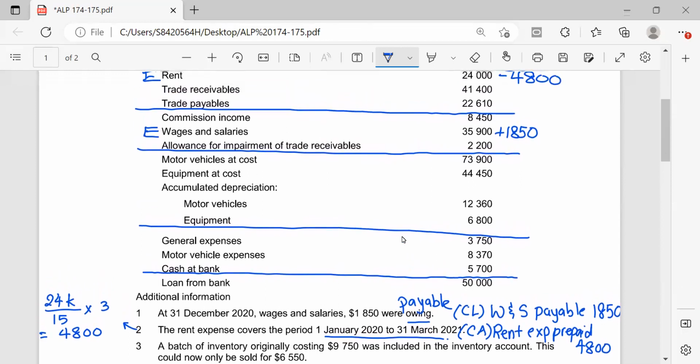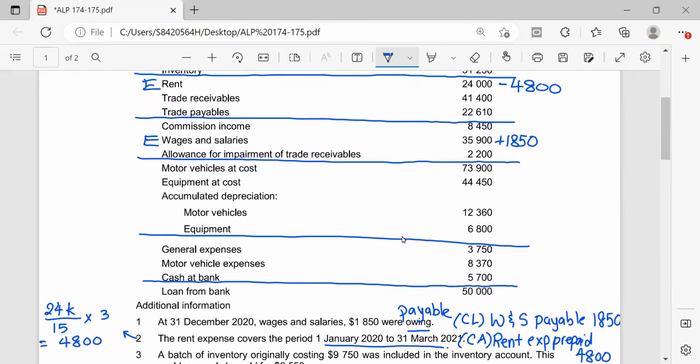So you can see that for payable, you add and then you create the account. For prepaid, you minus the expense account and then you create the account. So creating a new account is standard for all your prepayments and accruals. All right, your prepaid, your payables. Okay.